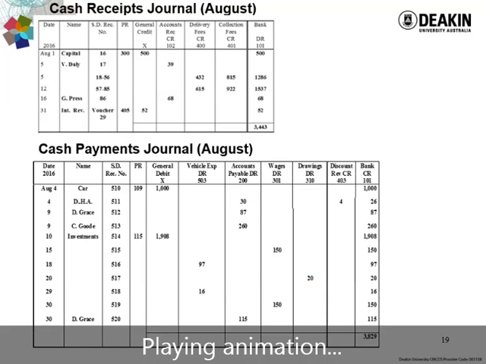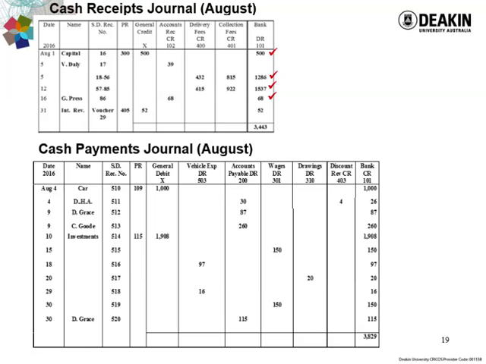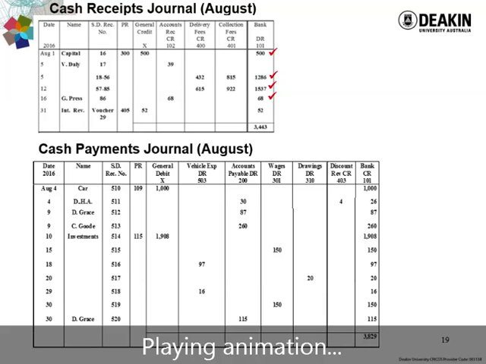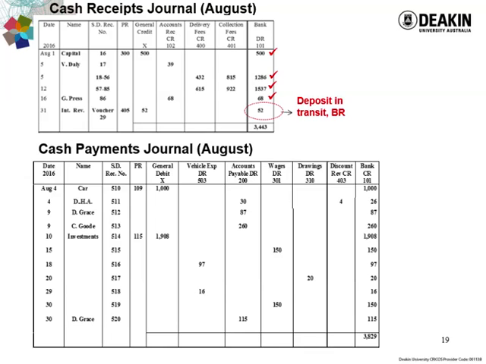Moving on. This is your cash receipt journal. After matching with your bank reconciliation statement, most of the items are matched, except the interest revenue of $52 has not been processed by the bank yet. So this represents a deposit in transit that will appear in your bank reconciliation statement.